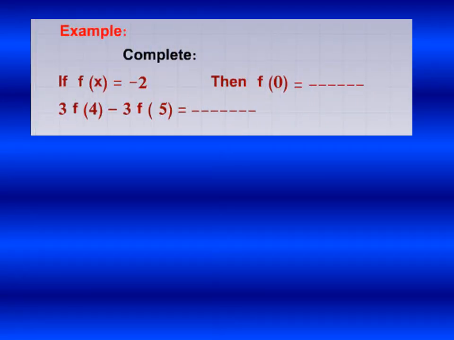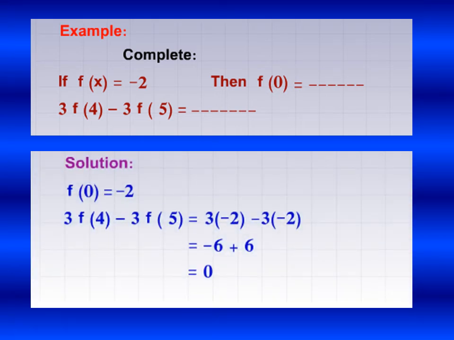Example, complete: if f(x) = -2, then f(0) equals what? And 3f(4) - 3f(5) equals what? Solution: if f(x) = -2, then f(x) is a constant function, then its value equals -2, then f(0) equals -2.